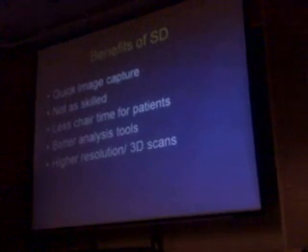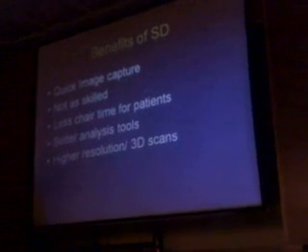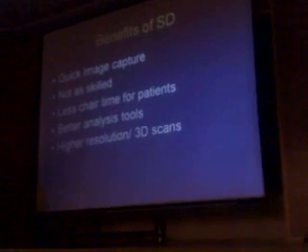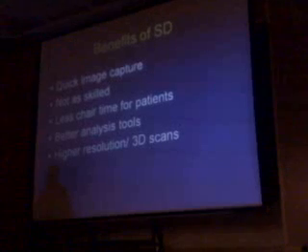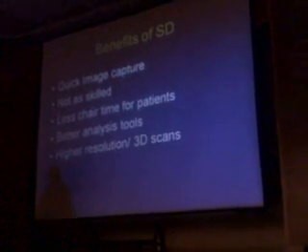We get higher resolution. With my OCT, we get a resolution down to 5 microns. A rod or cone is 2 or 3 microns. We just looked about 2 months ago at a different system, the Spectralis by Heidelberg, which gives a resolution of 2 microns.